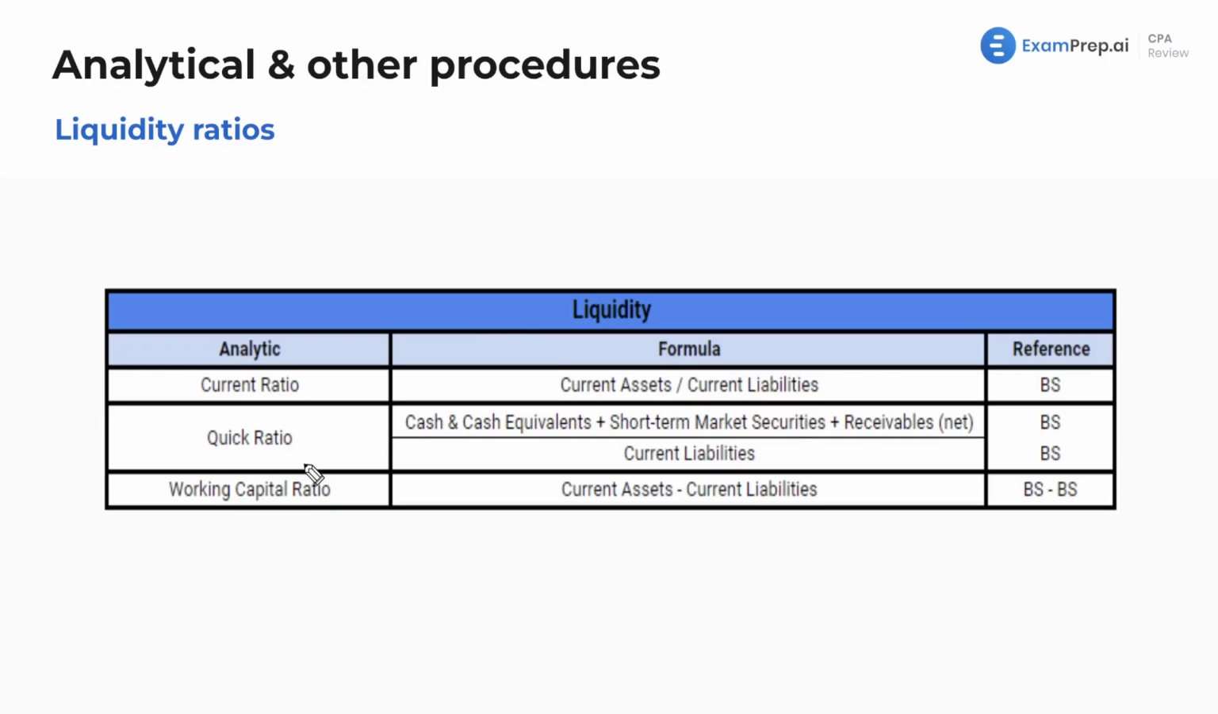Quick ratio: how quick? What if you wanted to just turn everything to cash right now? What could you turn to cash? Well, that's going to be cash and cash equivalents, short-term securities, and any receivables. Generally, things you could turn to cash within 30 days. And then your working capital ratio, just another ratio to take into account. These are all balance sheet ratios, hence liquidity.